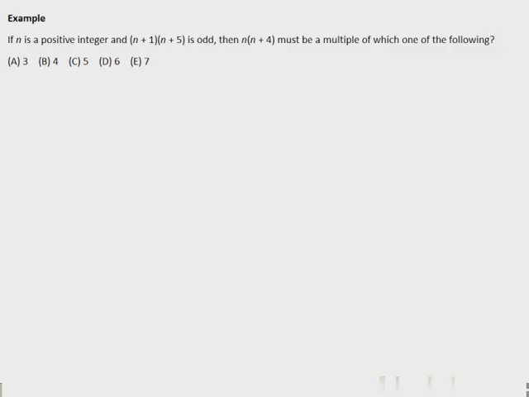If n is a positive integer and n plus 1 into n plus 5 is odd, then n into n plus 4 must be a multiple of which of the following? So n is positive. Remember, n is greater than 0. I can't take my beloved 0 in this case. N is a positive integer and n plus 1 into n plus 5 is odd. Let's examine this.